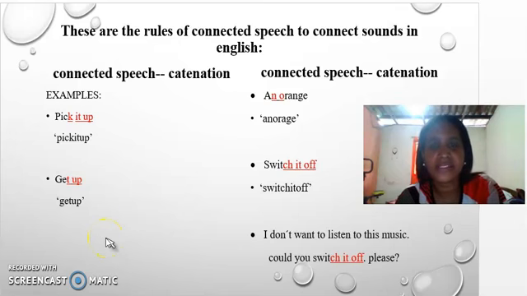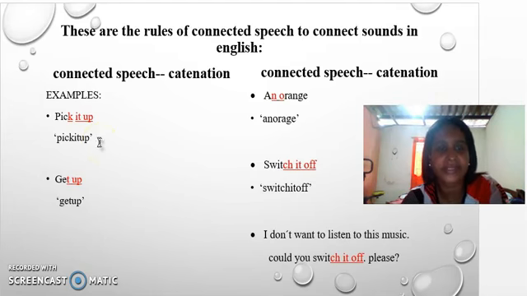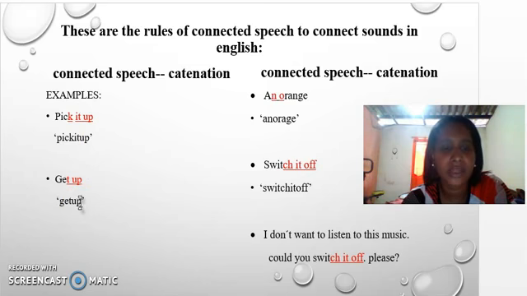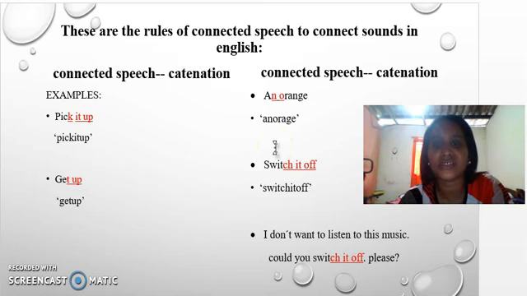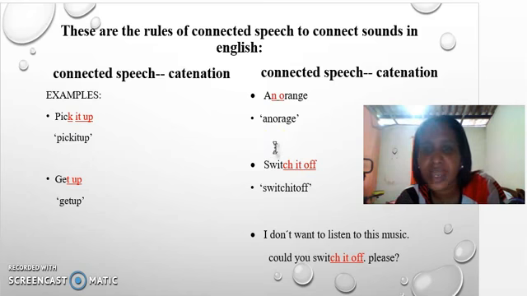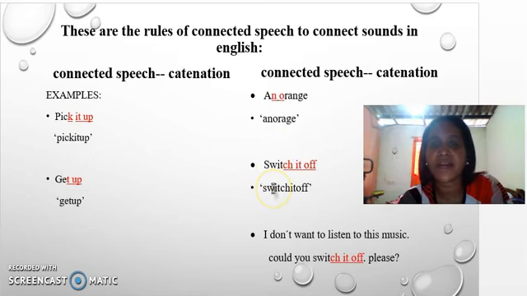Okay guys, the first rule's examples. The first sample is "pick it up", the correct form is "pick it up". The second sample is "get up", the correct form is "get up". The third sample is "an orange", the correct form is "an orange". The fourth sample is "switch it off", the correct form is "switch it off". The next example is "I don't want to listen to his music." "Could you switch it off, please?"